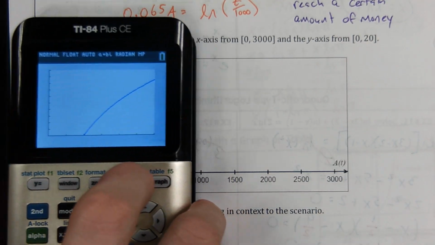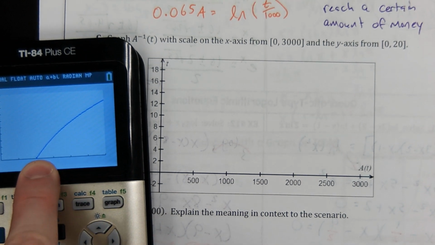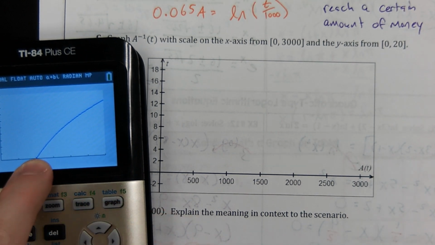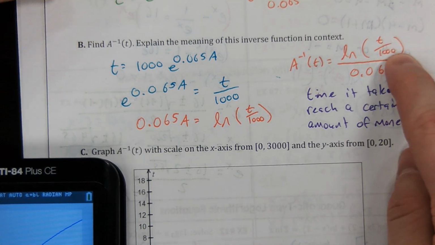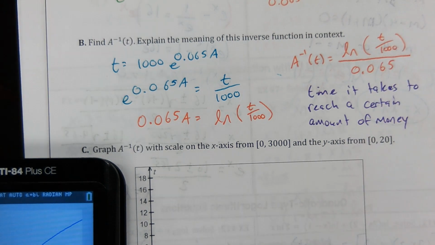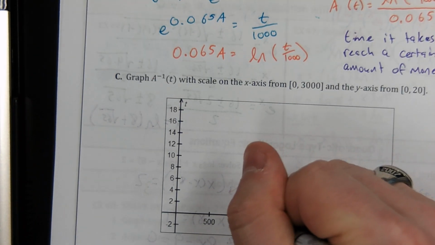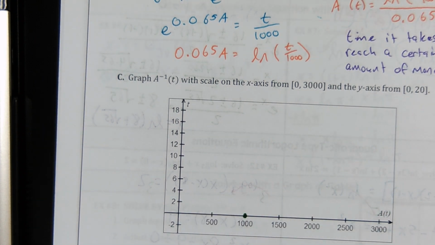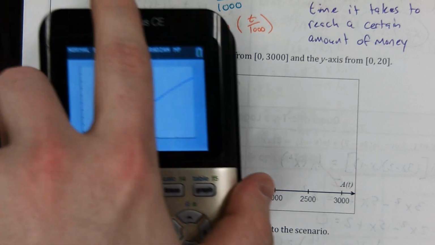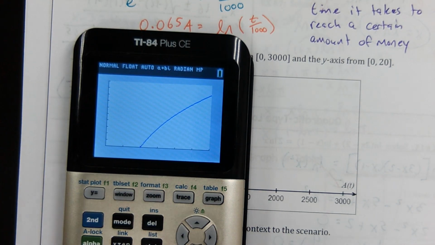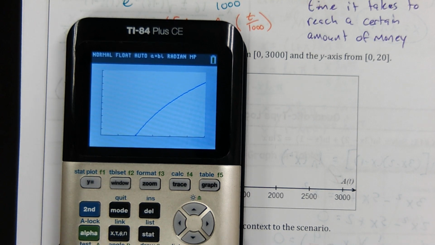Ha, like a boss. Well, it appears as though at 1,000, I'm at 0. That should make perfect sense to you because 1,000 over 1,000 is 1 and the natural log of 1 is 0. So yeah, my graph begins at 1,000, 0. And if you want a really good graph, I can't remember if I've taught you how to do this or not. You know what? I'll just go to the table.